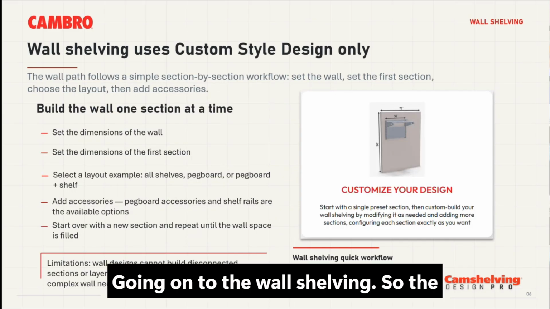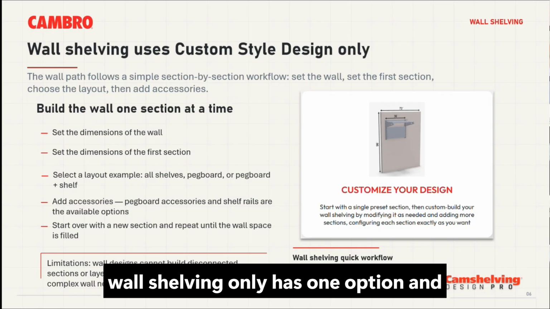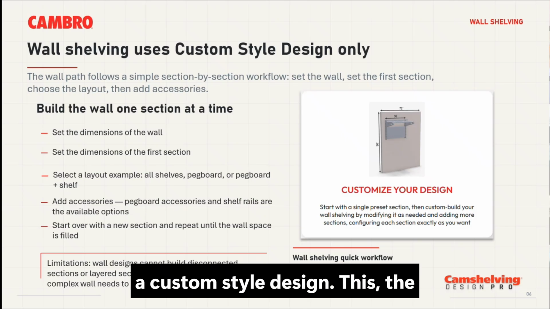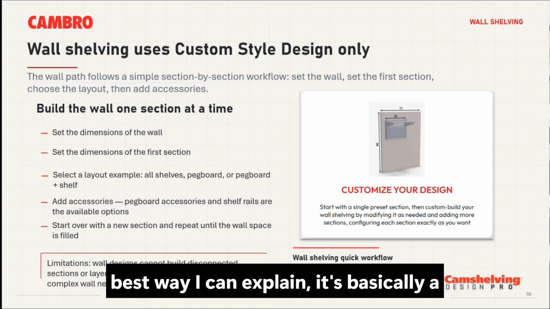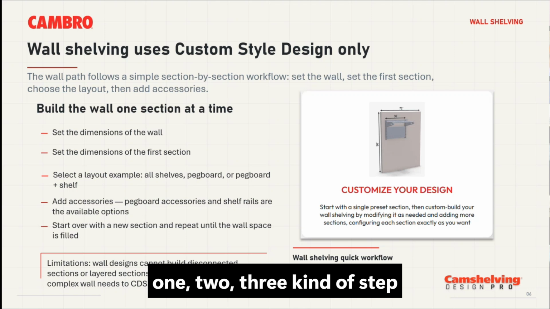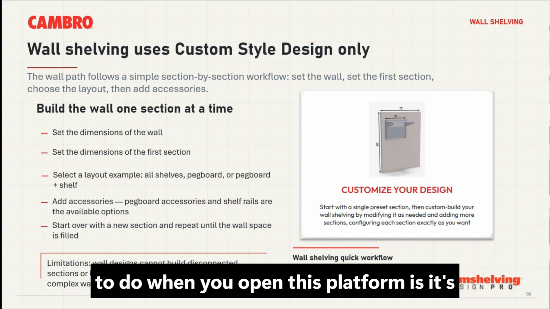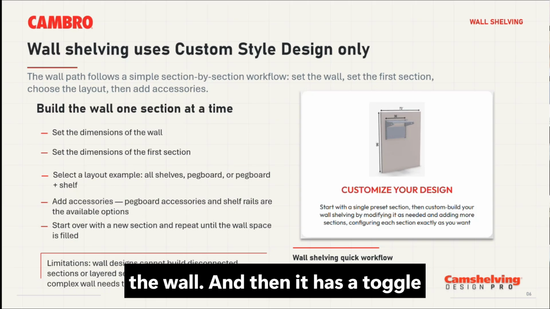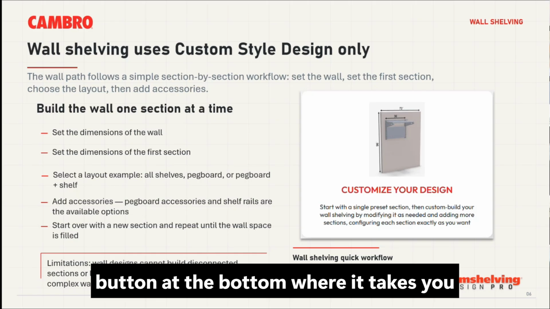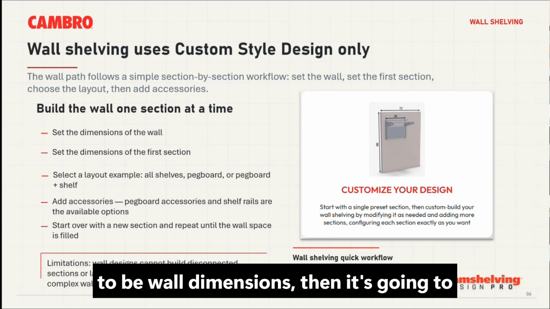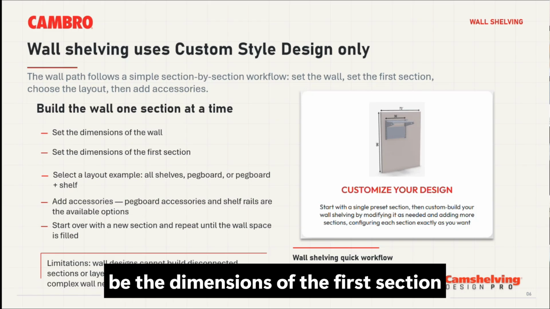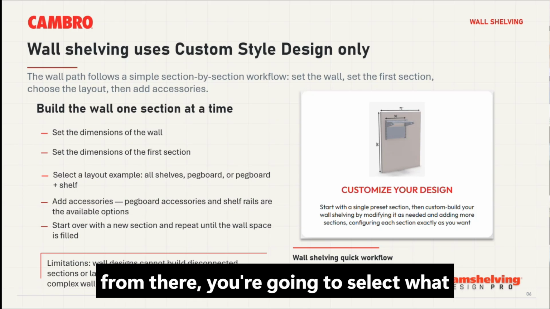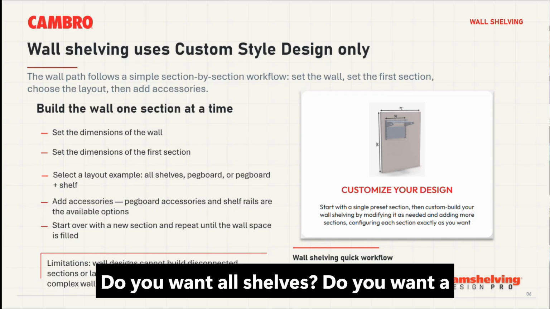Going on to the wall shelving. The wall shelving only has one option, and that's custom design. The best way I can explain it is basically a 1, 2, 3 step process. The first thing you're going to do when you open this platform is it's going to ask you for the dimensions of the wall. And then it has a toggle button at the bottom where it takes you into the next step. So first it's going to be wall dimensions, then it's going to be the dimensions of the first section that you're working on, so that's going to be the length and the height. And then from there, you're going to select what configuration you want in that section. Do you want all shelves?